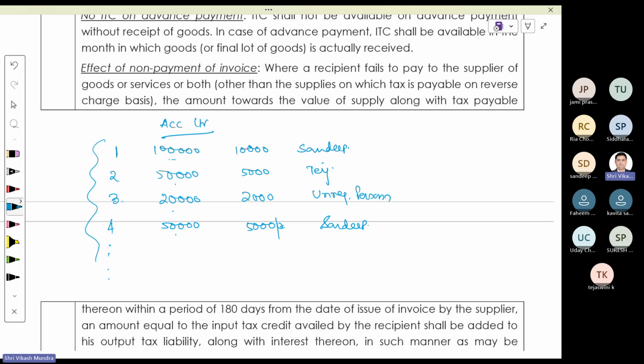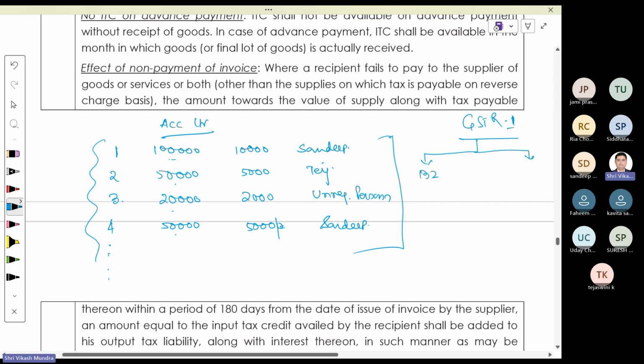Now what happens? How will they furnish GSTR1? They are supposed to report all this data in GSTR1. In GSTR1, the data is supposed to be divided into two parts: B2B transaction and B2C transaction.